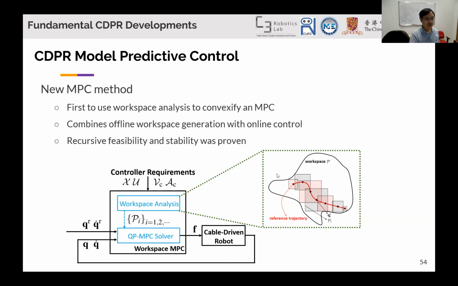Let's do a simple example. The workspace here is a non-linear, non-convex shape. If I take a reference point here and find a box around my workspace, then this box is convex. So Workspace provides me a region, hopefully a large enough region, that could be convex for my controller. So that's what we did.